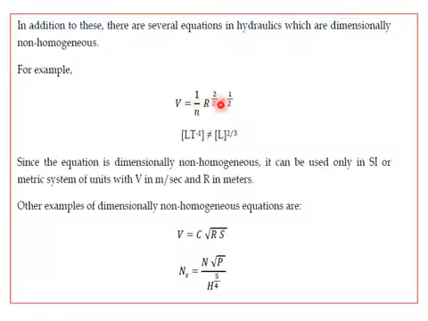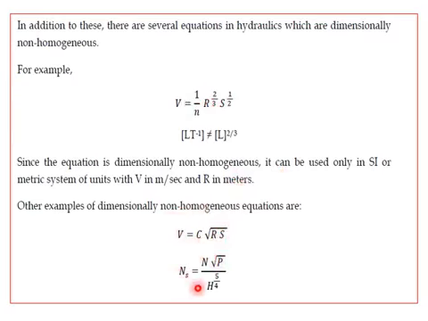Here, N doesn't have any dimension, and R is area divided by perimeter, so the unit is meter, so L to the power of 2 by 3. So you can see that the dimensions of the left hand side are not equal to the dimensions of the right hand side. Therefore this particular equation has to be used only in SI or metric system of units, with V in meter per second and R in meters. Other examples of dimensionally non-homogeneous equations are this equation, V is equal to C root RS.